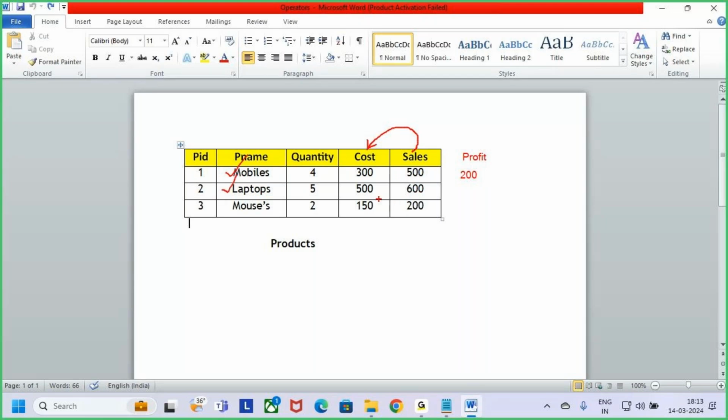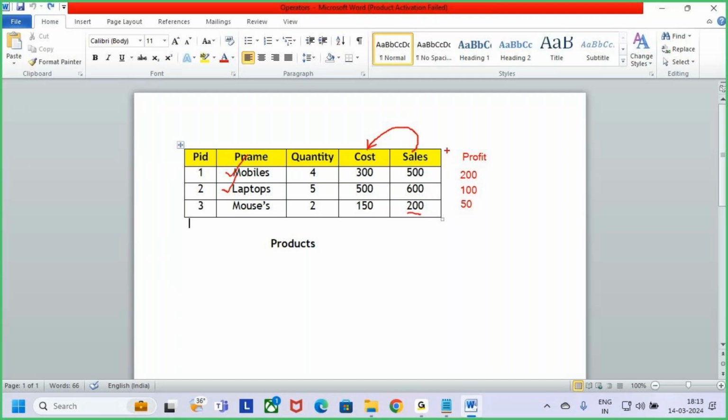600 is the selling price, 500 is the cost price. So 6 minus 5, 1. So 100 is the profit he is getting by selling the laptop. And next, mouses, 200 is the selling price, 150 is the cost price. So what's the difference between these two? 200 minus 150, 50 rupees is the profit he is getting.